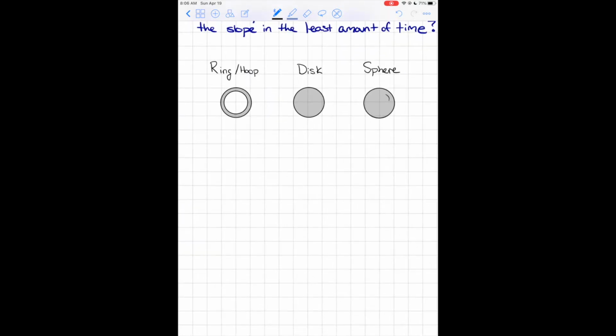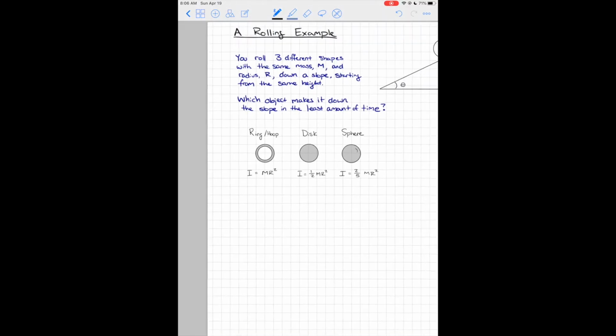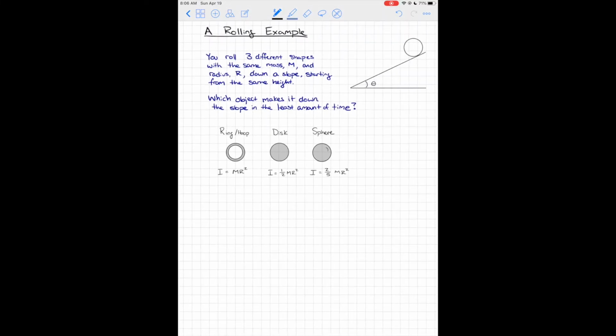If we look up the moments of inertia for these shapes, we find that I for a ring or a hoop is going to be mr squared. For a disk, I is equal to 1/2 mr squared, and our sphere is going to have a moment of inertia of 2/5 mr squared. So different moments of inertia.